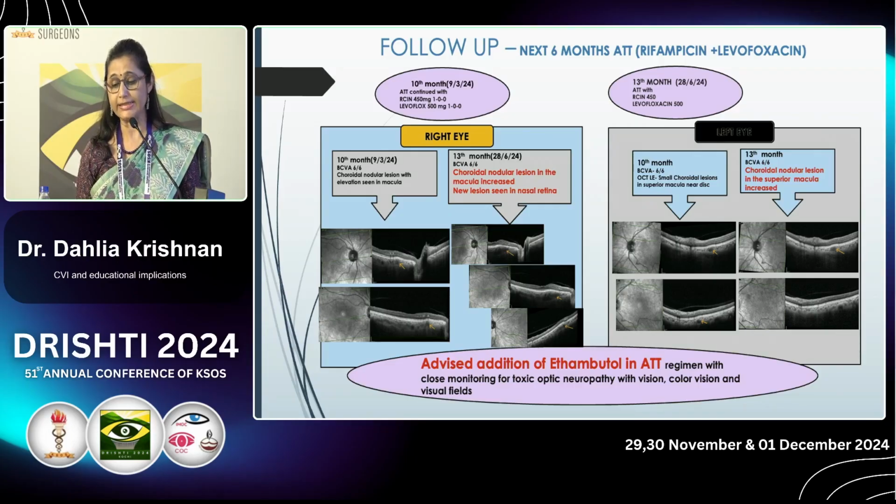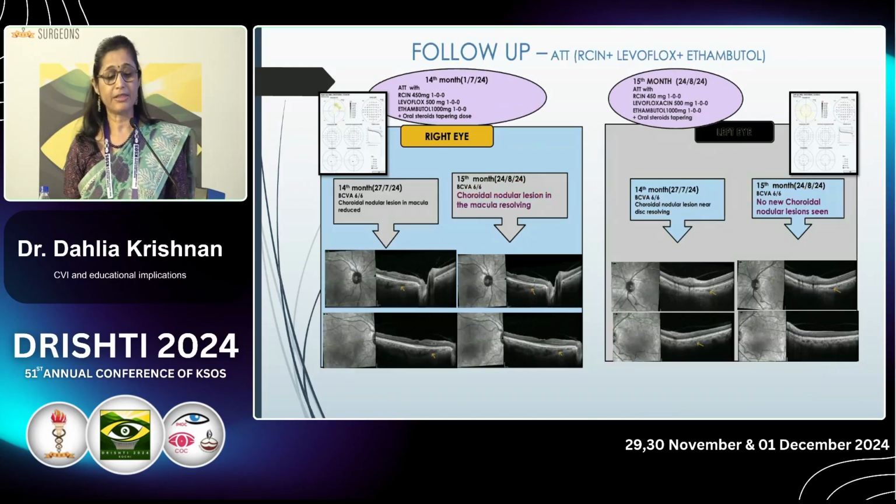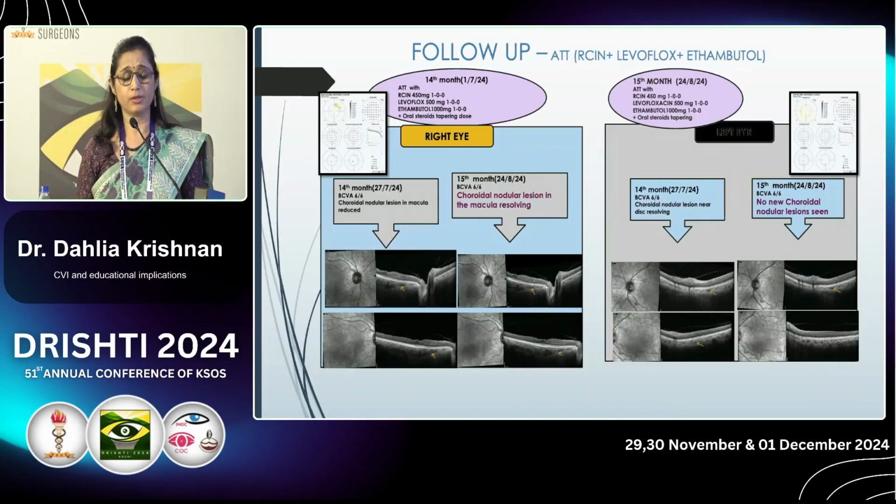and the macular lesion was increasing in size. There were also 2 lesions seen in the left eye. So now we advised addition of ethambutol in the ATT. A baseline perimetry was done, which showed a subtle superior peripapillary scotoma still persisting in the right eye.